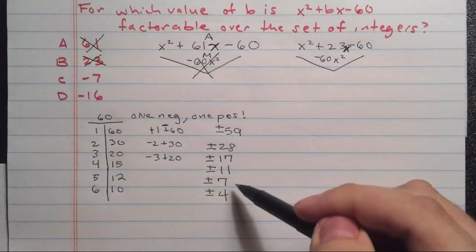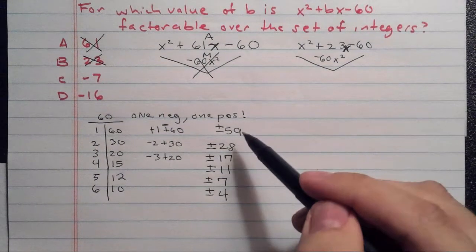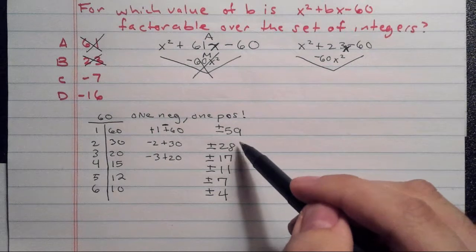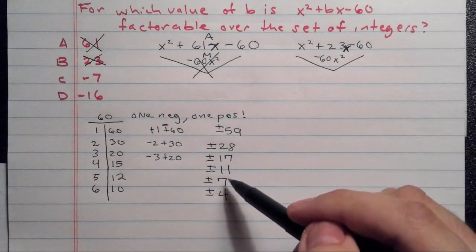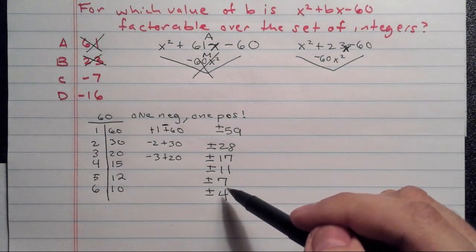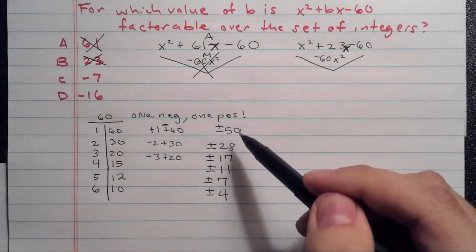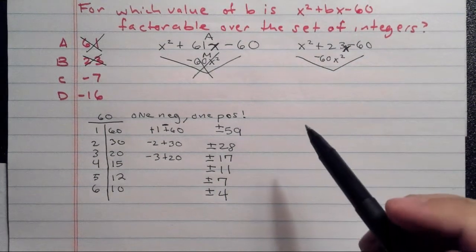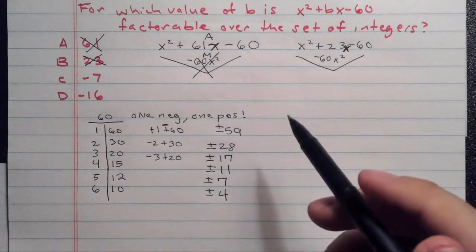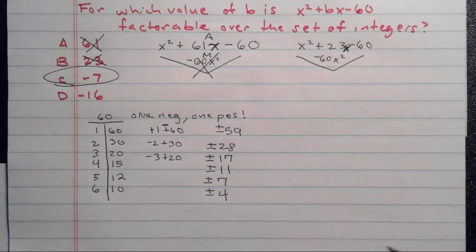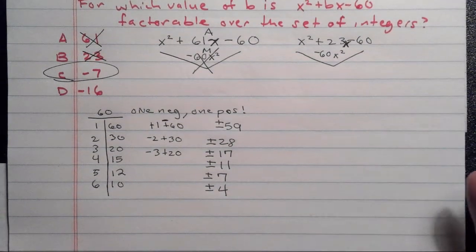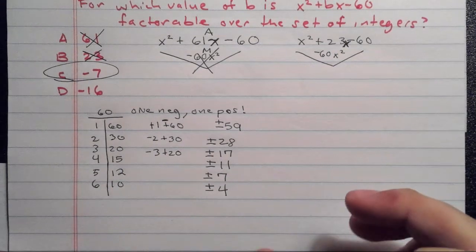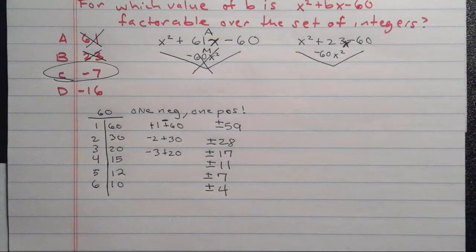So, this is a list of 12 numbers: 59, negative 59, 28, negative 28, 17, negative 17, 11, negative 11, 7, negative 7, 4, and negative 4. Any of those 12 numbers would make this polynomial factorable. Which one is among my list? Clearly, negative 7. Now this is an interesting problem, and it's worth knowing how to do because it's possible to figure it out. And if you can figure it out, why not know how to do it?